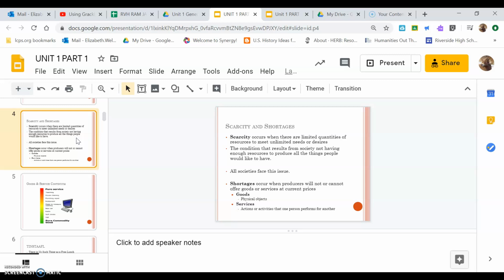Scarcity and shortages. We are definitely living this slide right now. So scarcity is the condition that results, as you can see from bullet 2, from society not having enough resources to produce all the things that people would like to have. And shortages are when producers will not or cannot offer goods and services at current prices. Right now we are having the famous toilet paper shortage. I'm hoping by the time you guys see this, that will be fixed.